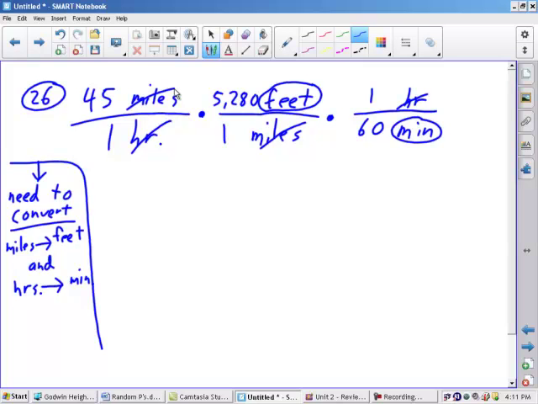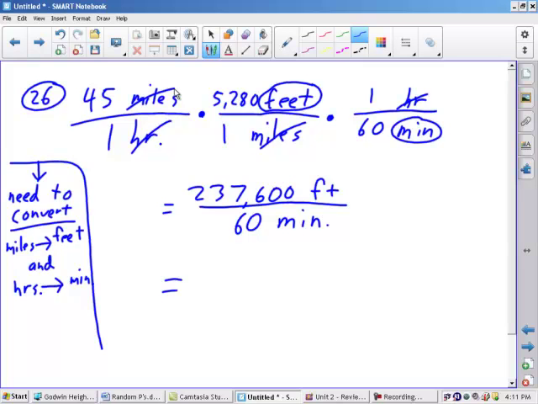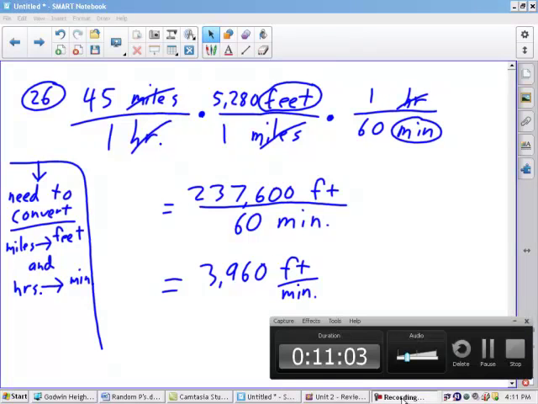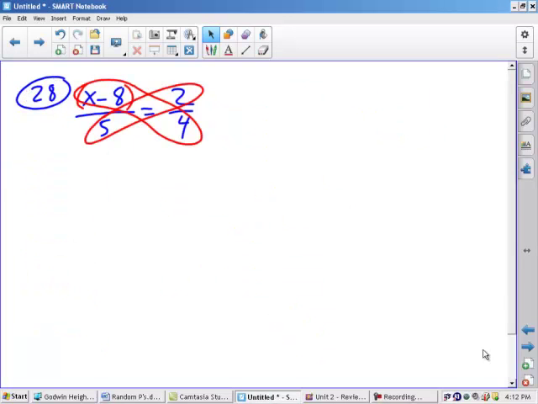And on top, you're left with 237,600. Still have feet. Divided by 60 minutes is 1 times 60. And then if I divide that out to get my unit rate, I will get 3,960 feet per minute. That's your answer. Okay, you guys seem to be awesome at proportions, but let's do 128.